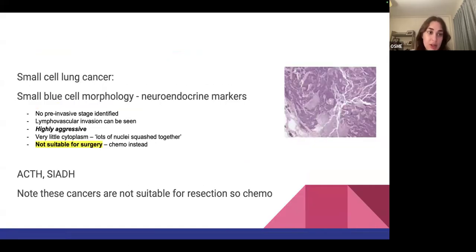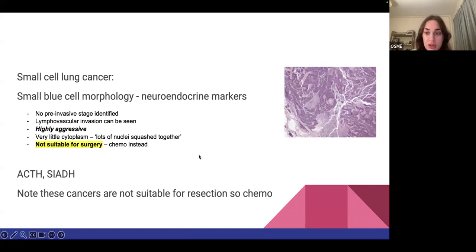So if they say there's loads of undifferentiated cells, that's what will probably lead you to large cell carcinomas. Small cell lung cancer, the key phrase you need to look out for is small blue cell morphology, and that's a neuroendocrine marker. These are pretty nasty lung cancers, but they're quite rare and they're very aggressive. The reason they're quite nasty is that they're just not suitable for surgery and they need chemotherapy, which obviously means they're not going to do as well with all the side effects and things.